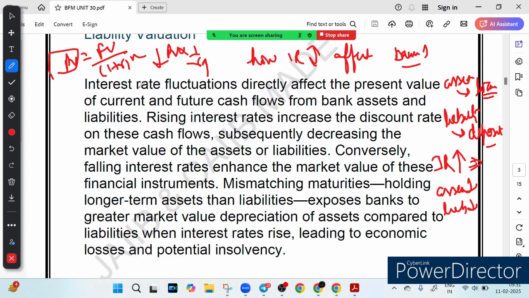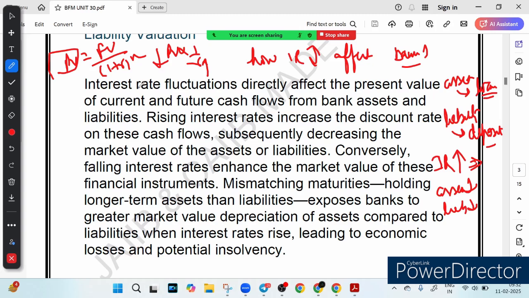Because I have already told you that the value of an asset and liability is based on the present value of the future cash flow. These assets will generate future cash flow. So we calculate present value, and while calculating it is divided by something called the interest rate. So clearly interest rate is inversely proportional to the present value. When interest rate increases, present value will decrease. I hope it is clear.